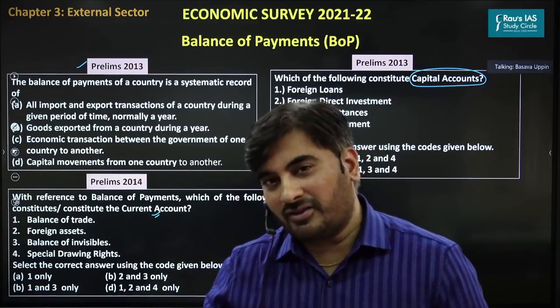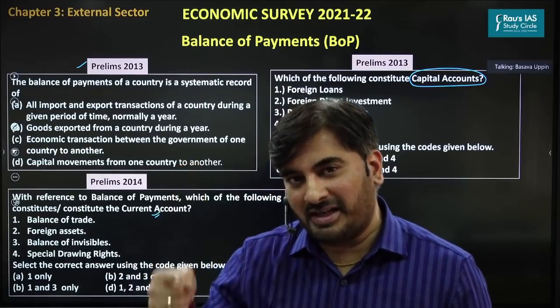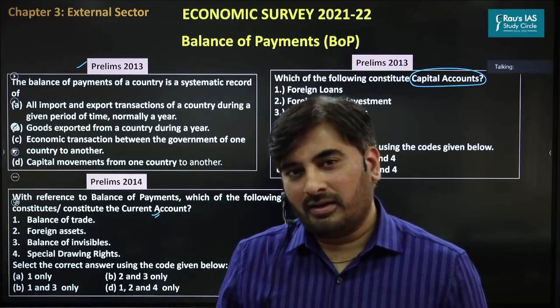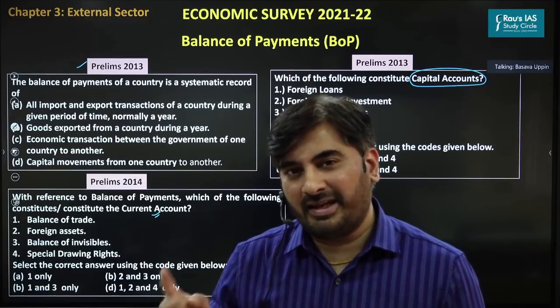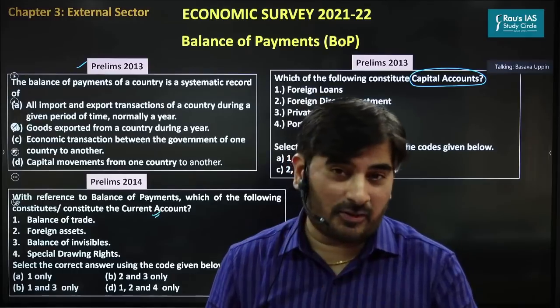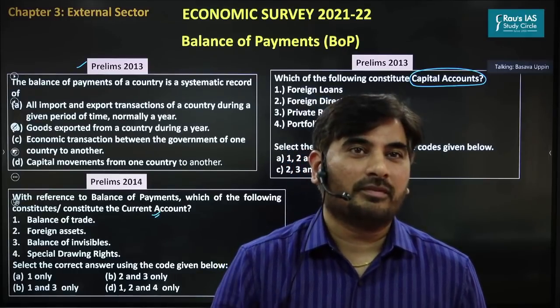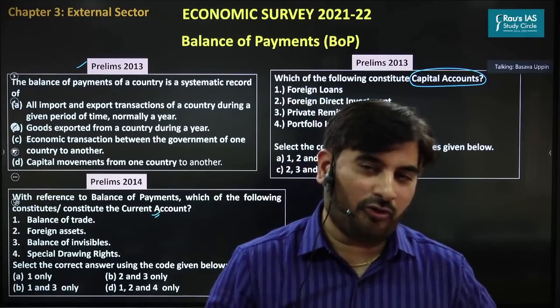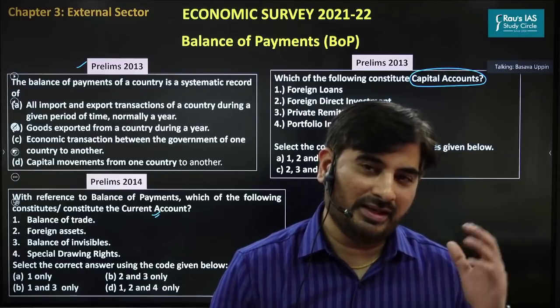But on April 1st, that is once the financial year actually starts, at that time the balance of payment starts with a clean slate, which means as on April 1st, the balance of payment would be equal to 0. So please understand this, that balance of payment keeps a record of all the economic transactions between the residents and the non-residents.